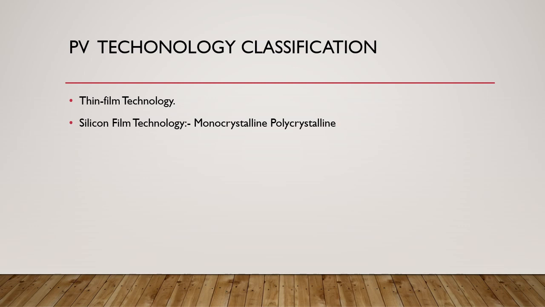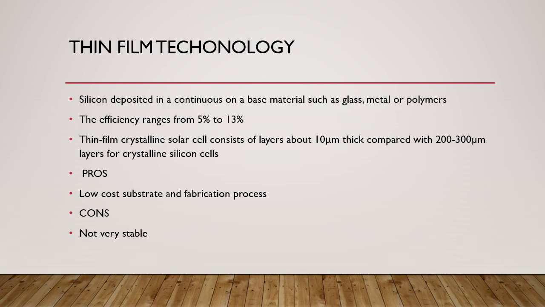Here in technology we use two types of technologies: thin film technology and silicon crystalline technology. In silicon technology we use two types, monocrystalline and polycrystalline. Here we are going to discuss the thin film technology.